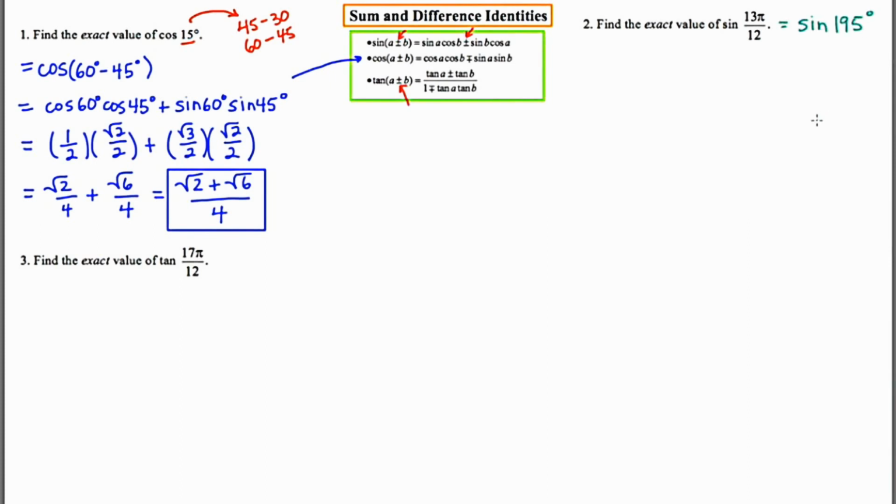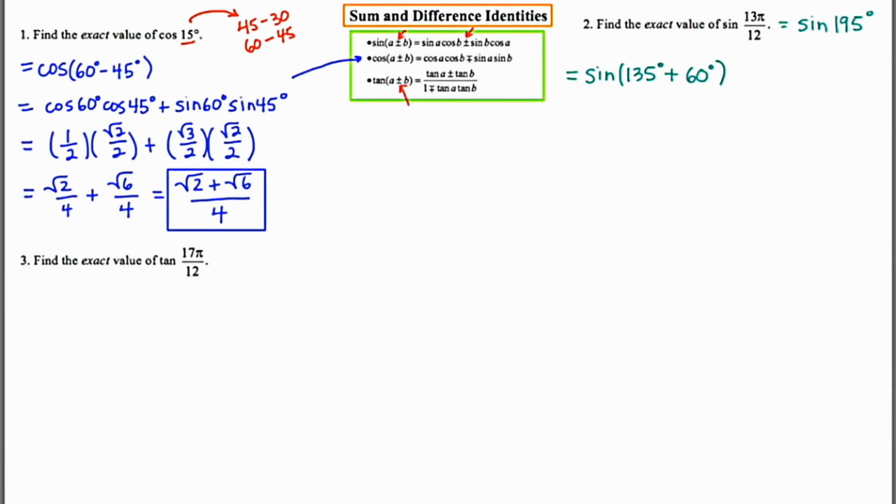Okay, now you're going to want to think about that unit circle, all the different benchmark angles, and pick two that either add or subtract to 195. And in some cases, there's more than one choice, and it doesn't matter what choice you pick, the answer will be the same in the end. I'm thinking about 135 plus 60.